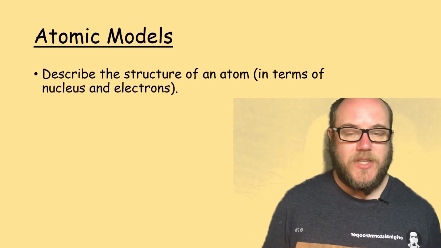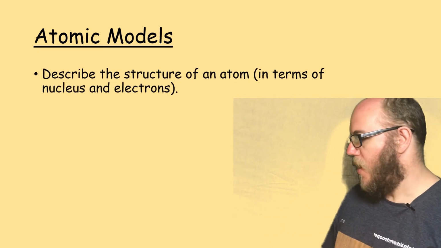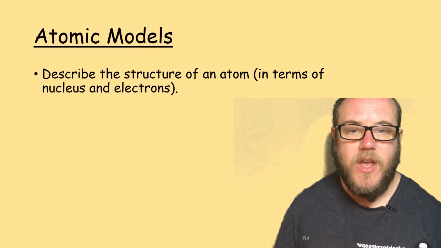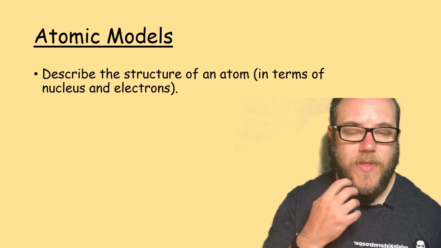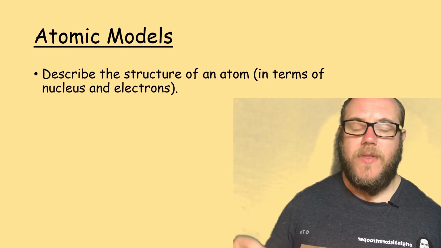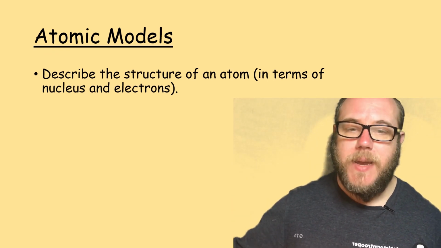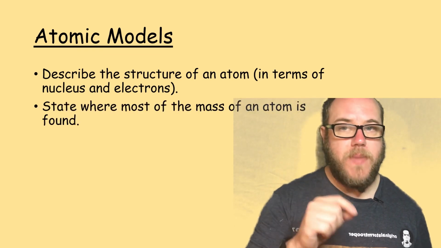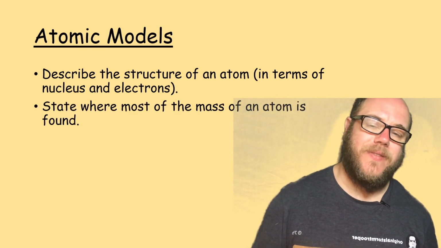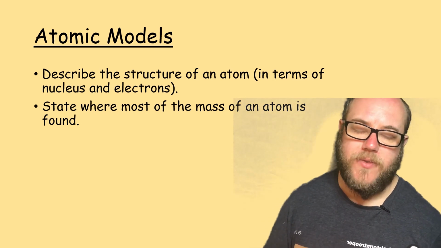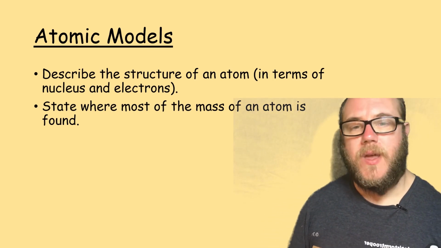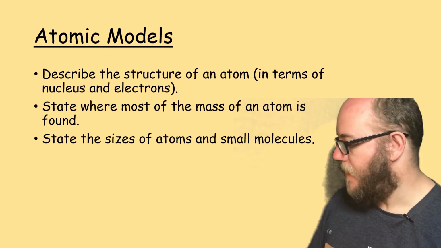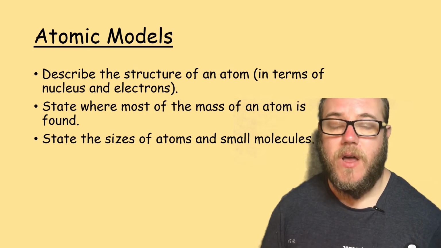So let's have another quick look at the lesson that we have covered. We have been able to describe the structure of an atom. We know now that you have a nucleus surrounded by electrons, and that the nucleus is tiny and the electrons are teeny tiny particles that flit around miles away. I've told you that the mass of an atom is at the center. It's all in the nucleus. The electrons are irrelevant when it comes to the mass of the atom. Atoms and small molecules are tiny.